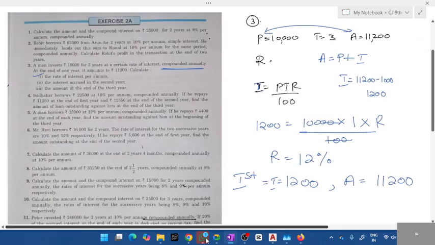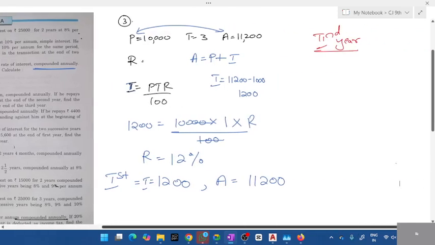So third question, the amount at the end of third year. Up to third year, you have to do the calculation. First, second, and third.